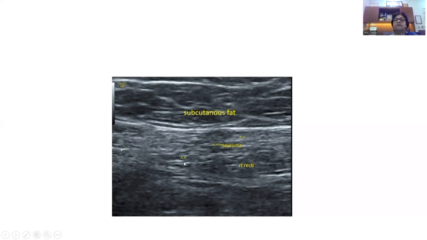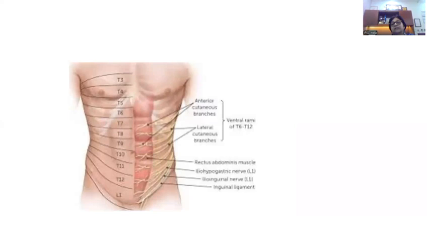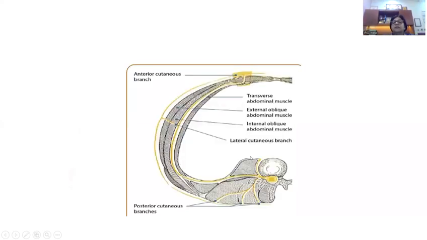So we came to a diagnosis that this is a case of anterior cutaneous nerve entrapment syndrome, that is the ACNES syndrome. Now, what is ACNES syndrome? The ventral rami of T6 to T12 travel in the transverse abdominis plane and give out two branches, the lateral cutaneous nerve and the anterior cutaneous nerve. If you see this diagram, these are the ventral rami, and they give out a lateral cutaneous branch and the anterior cutaneous branch, which are responsible for the sensory supply.